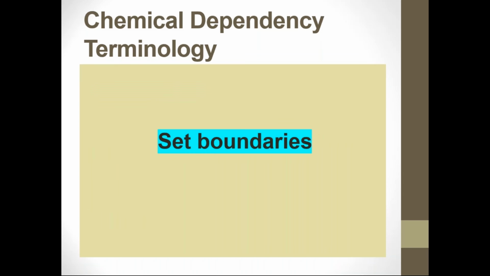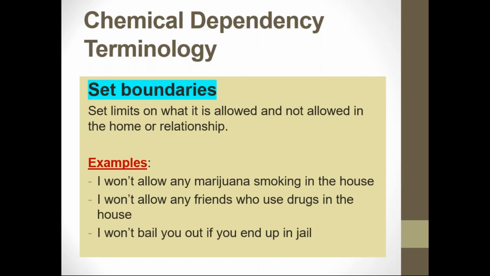Setting boundaries. I'll give you an example of setting boundaries. In order to succeed in your recovery, you need to start by setting boundaries. So setting boundaries is to set limits, to set rules or norms of what's allowed in a relationship or a home. So examples would be, I won't allow any marijuana smoking in the house. I won't allow any friends who use drugs in the house. I won't bail you out if you end up in jail. And certainly you will hear setting boundaries. Setting boundaries is part of the recovery.